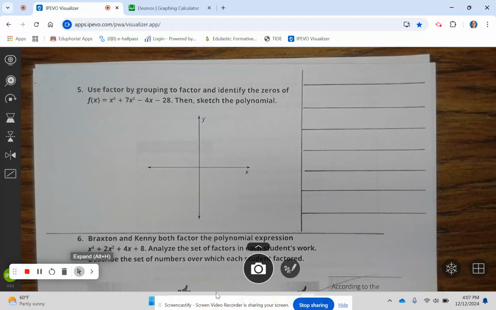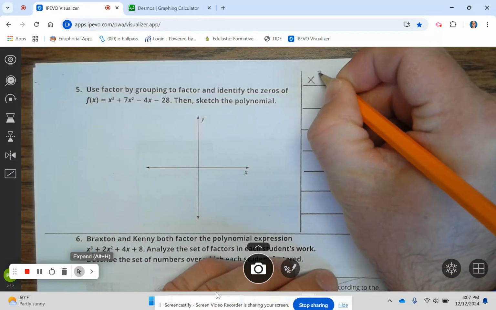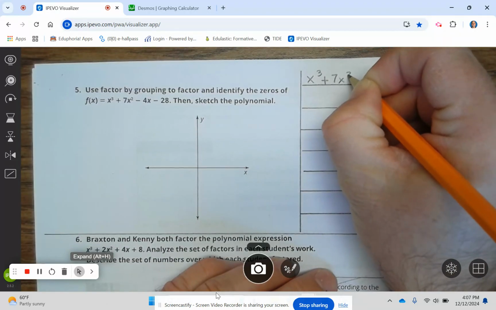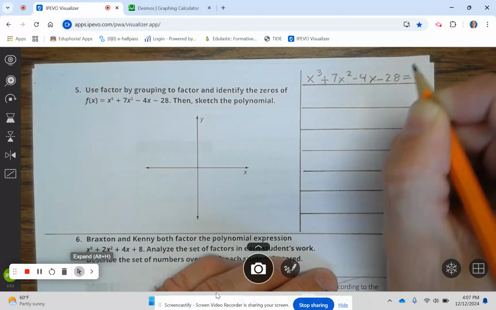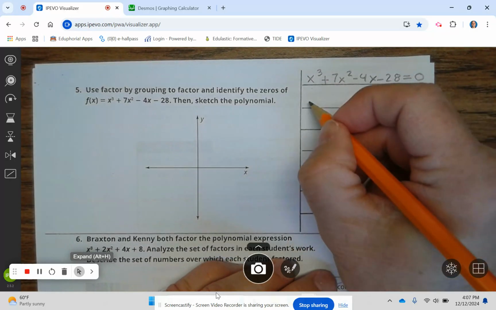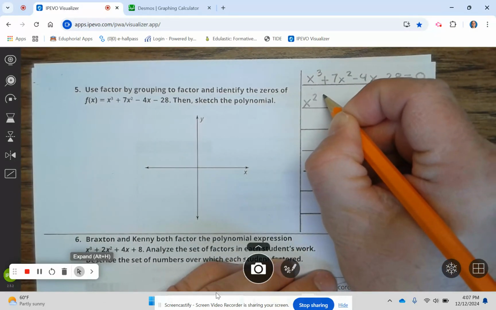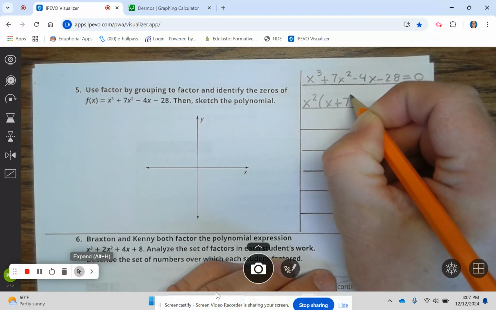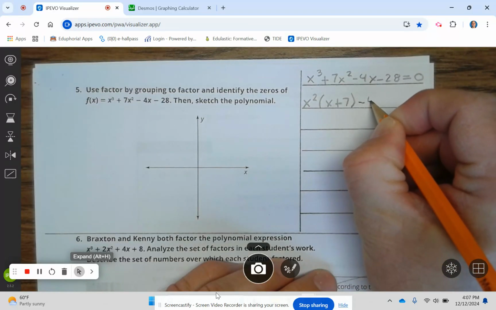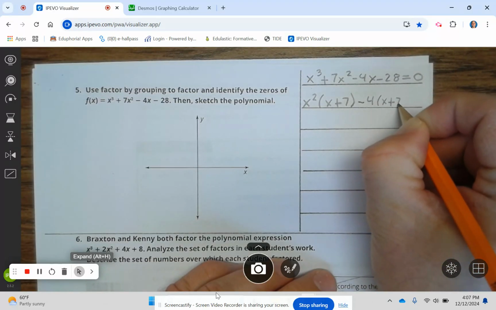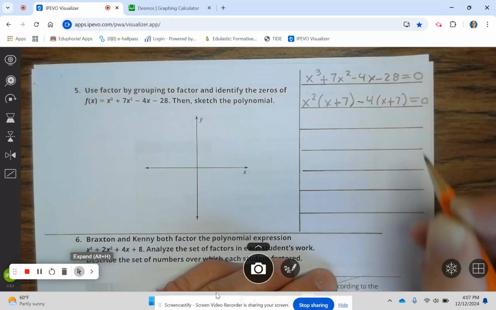Okay, number 5. Use factor by grouping to factor and identify the zeros of f of x equals x cubed plus 7x squared minus 4x minus 28, then sketch a graph. So we have x cubed plus 7x squared minus 4x minus 28 equals 0. Okay, we can factor out an x squared from the first two terms, which leaves x plus 7. And then we can factor out a negative 4 from the last two terms, which leaves x plus 7, and then that's equal to 0.